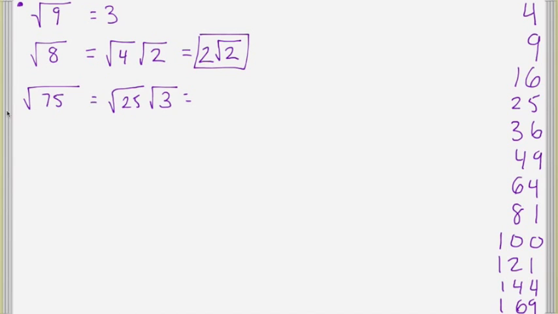Then, if it's a perfect square, we want to take it. So the square root of 25 is 5, because 5 times 5 is 25. And there is no nice number that I can multiply by itself to get 3. So the square root of 3 is just going to stay square root of 3.